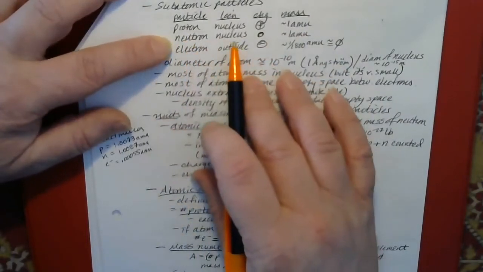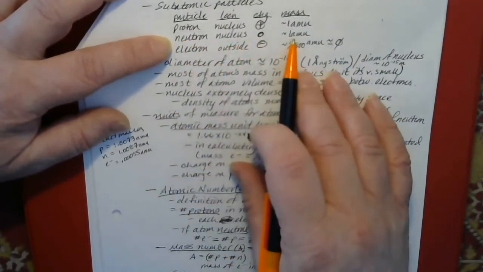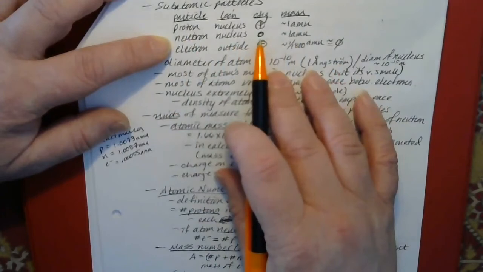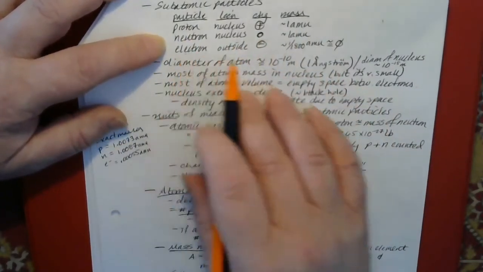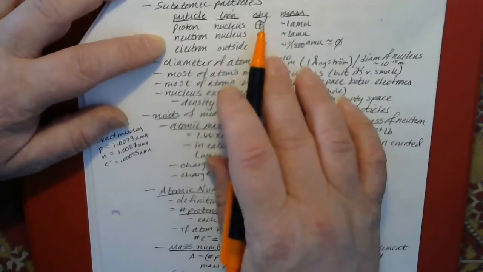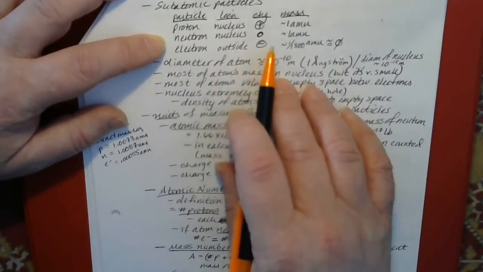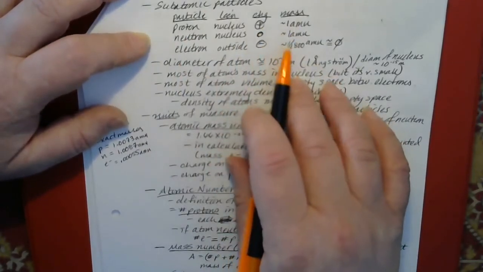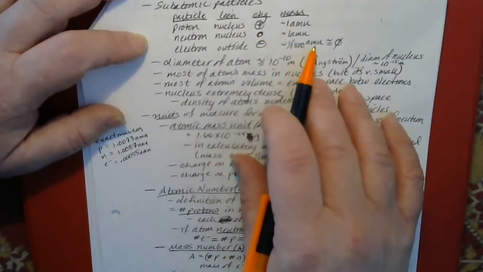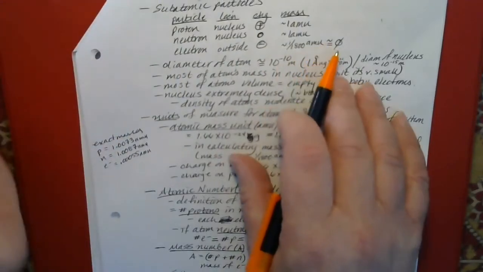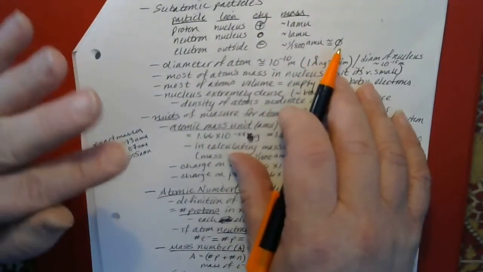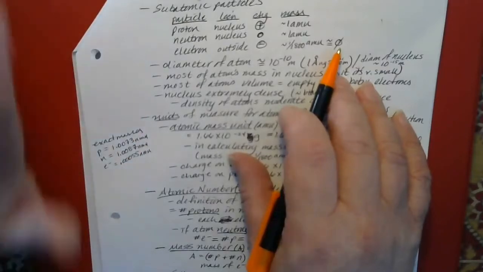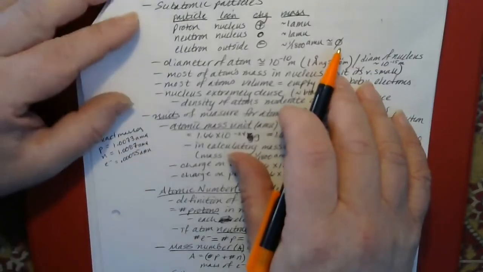For a neutron, likewise in the nucleus, a mass of about 1 atomic mass unit, but no charge at all. And then the electron is outside the nucleus, with a -1 charge, and its mass is about 1/1800th of an atomic mass unit, which for all practical purposes makes it as good as 0. So for most practical purposes, we don't even count the electrons when it comes to mass.